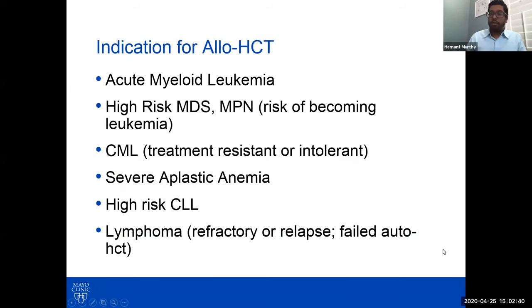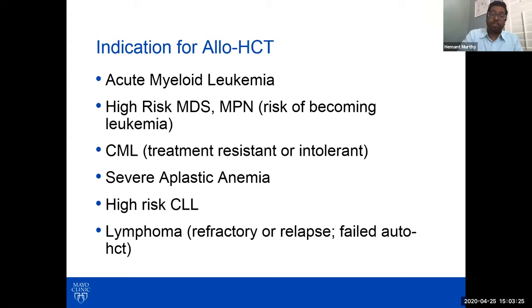So again, we talked briefly, we need to know the reasons we do an allogeneic transplantation. So we treat most acute myeloid leukemias, with very few exceptions. Most AMLs we treat with allogeneic stem cell transplantation. High risk MDS and high risk myeloproliferative neoplasm, particularly primary myelofibrosis, are indications for transplant. Chronic myeloid leukemia used to be one of the most indicated for allogeneic transplant before the advent of tyrosine kinase inhibitors like imatinib and dasatinib.